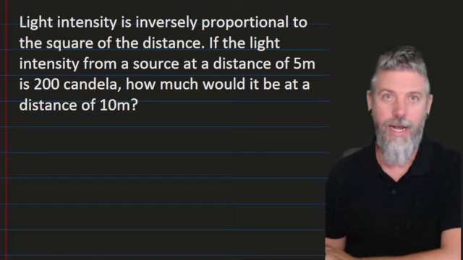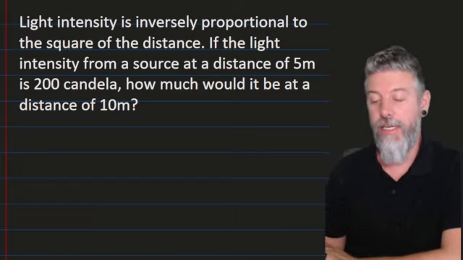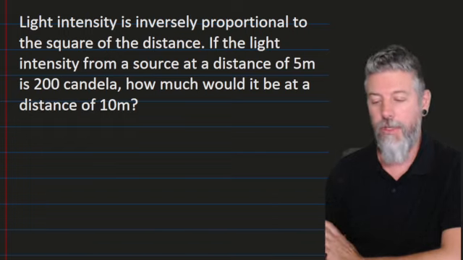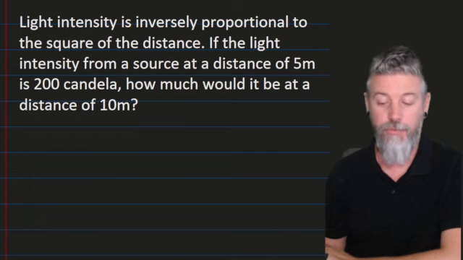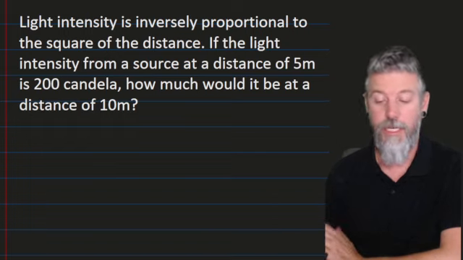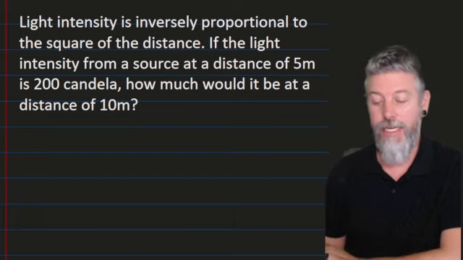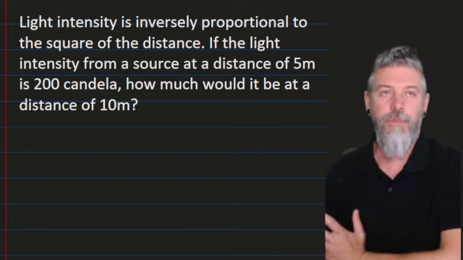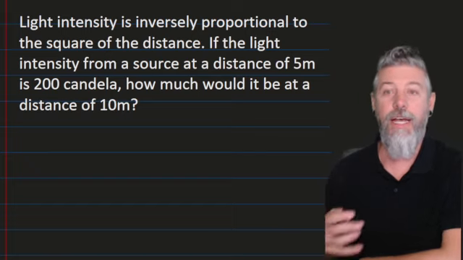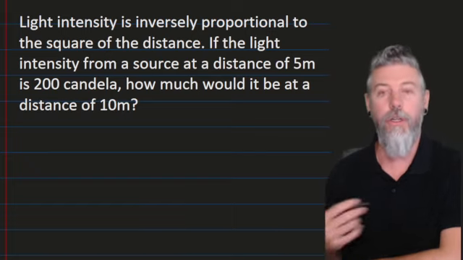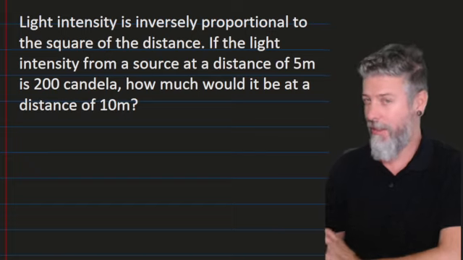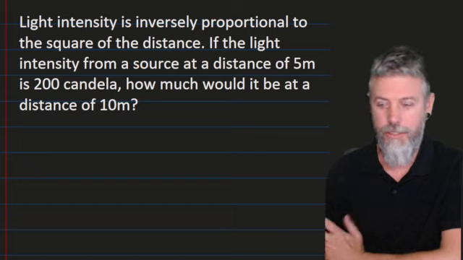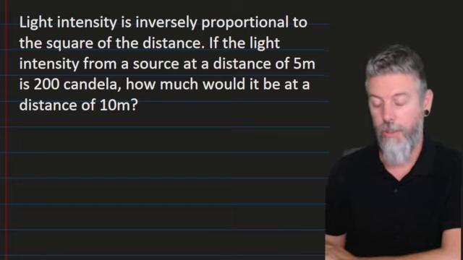Let's look at where we're at today. This question says light intensity is inversely proportional to the square of the distance. If the light intensity from a source at a distance of 5 meters is 200 candela, how much would it be at a distance of 10 meters? This is one of the questions that has a fair bit of text in it. You don't see a lot of text in a lot of questions, particularly in Extension 1, but definitely in Advanced as well. This is a practical application question, so it's going to be a little bit wordy.